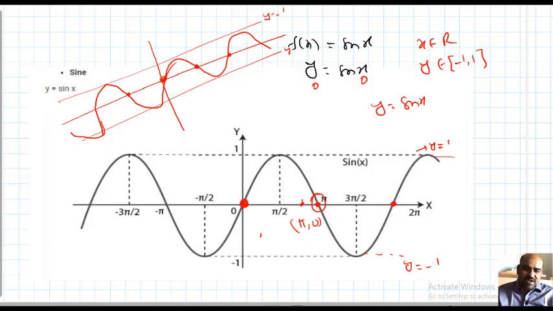You know? What is this point? I can say 2 pi comma 0. And this point, I can say minus pi comma 0. Indirectly, what do you want to find? For what values of x is y equal to 0? Those are the points where the graph intersects the x-axis.